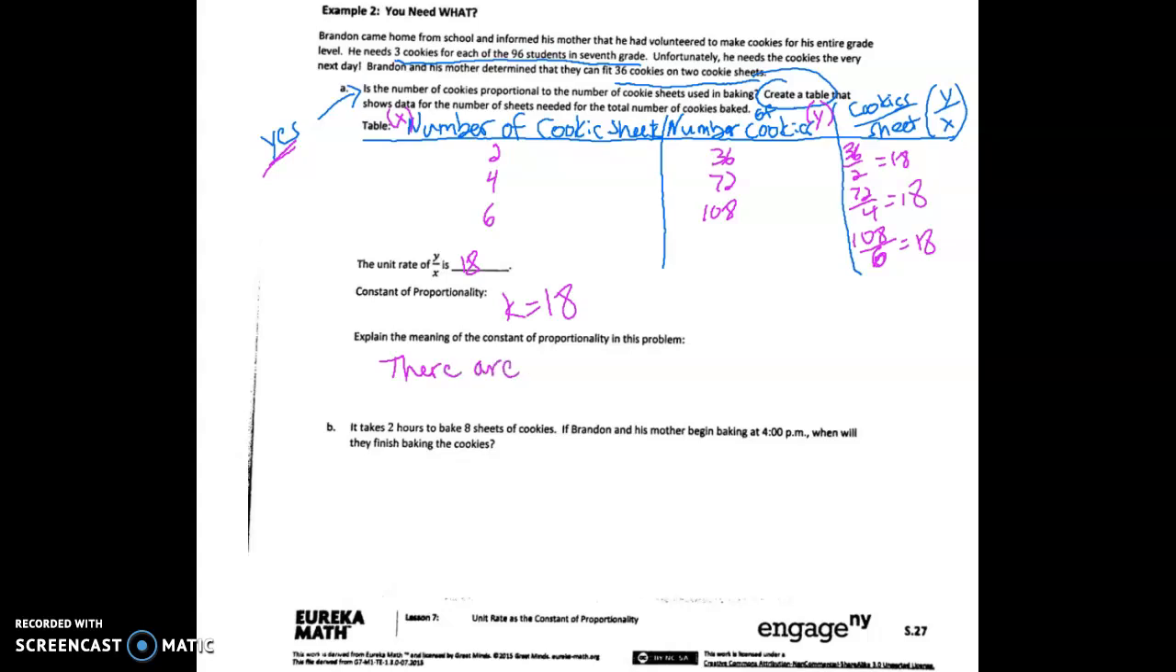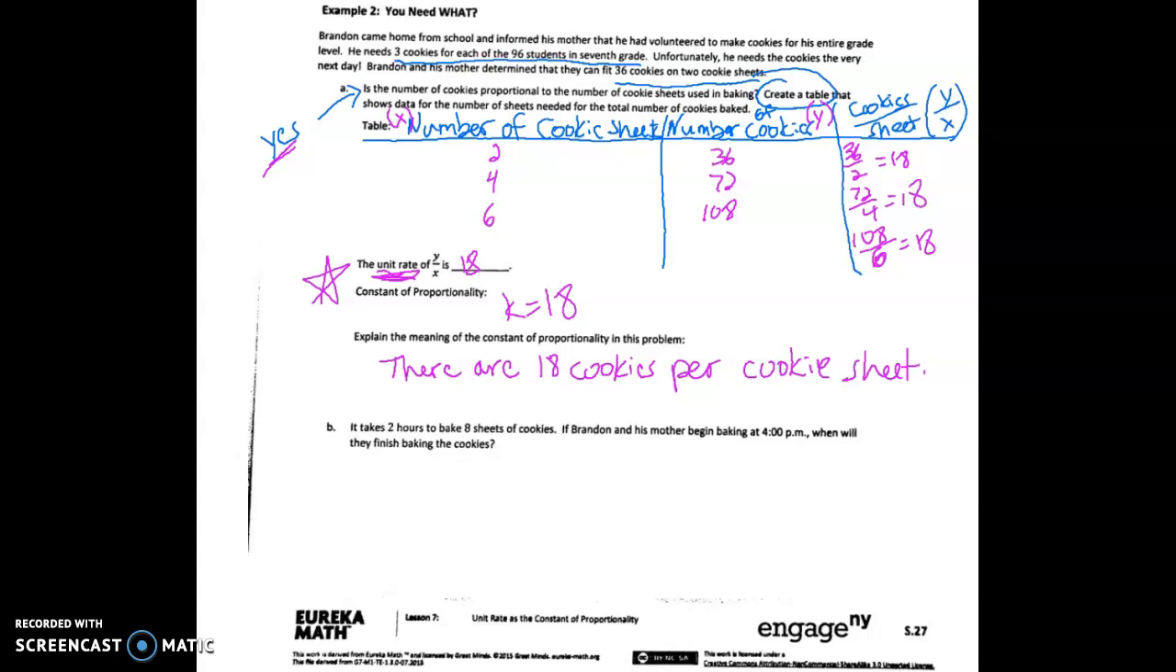There are 18 cookies per cookie sheet. Notice right here that they're the same answer. A lot of times we think math has to involve so much work, and right now it's about understanding. If you know what the unit rate is, you know what the constant of proportionality is. So a hint for your homework is don't stress out, thinking maybe it's too easy. Find the unit rate, then you know the constant.